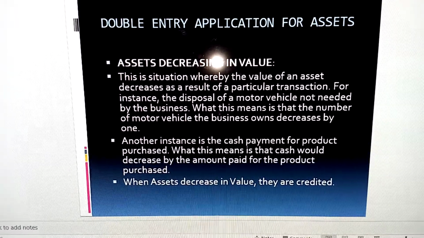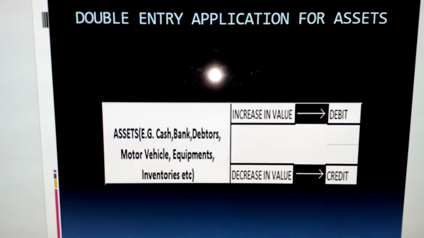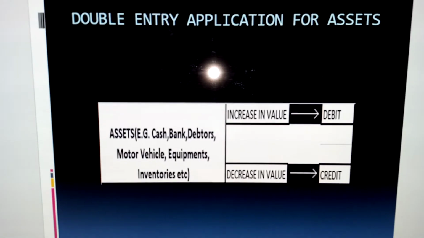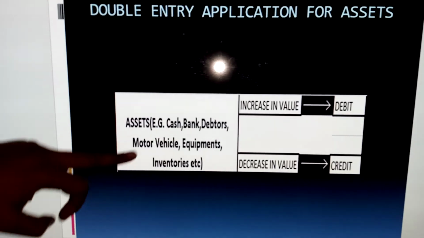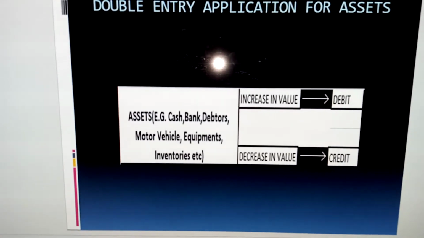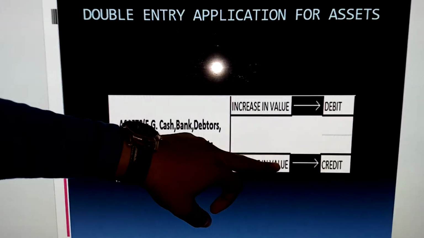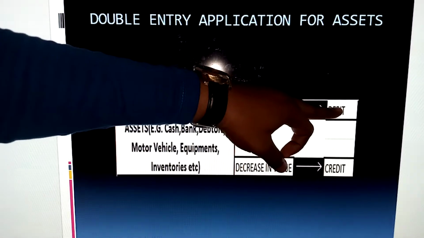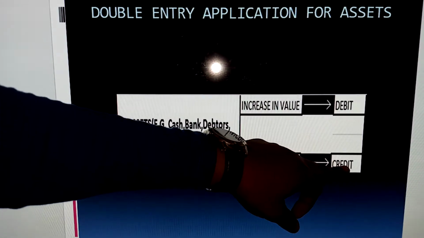Now here is a simple diagram illustrating the double entry application for assets. Now these are your assets. It could be cash, it could be bank, debtors, motor vehicle, equipment, inventories, whatever assets. It can either increase or decrease in value. Where it increases in value, you debit. Where it decreases in value, you credit.